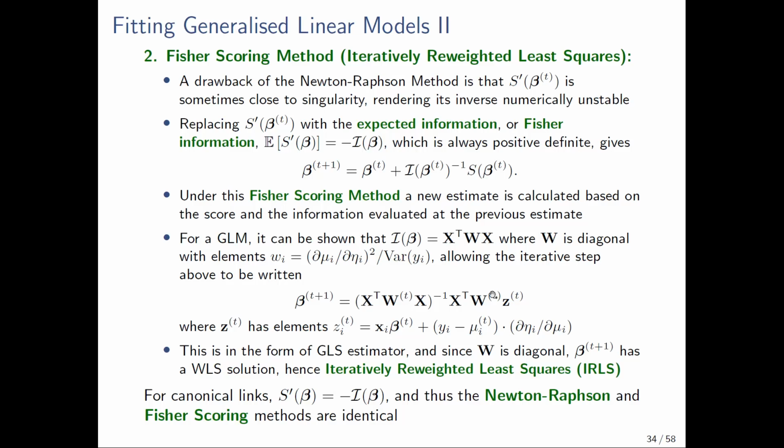Looking at the form of that update, it's a GLS estimator, generalized least squares, and since W is diagonal, each step is a weighted least squares solution, hence the name iteratively reweighted least squares. At each iteration, we solve a weighted least squares problem with updated weights. One final point, for canonical links, the Hessian equals minus the Fisher information, and so the Newton-Raphson and Fisher scoring methods are identical.